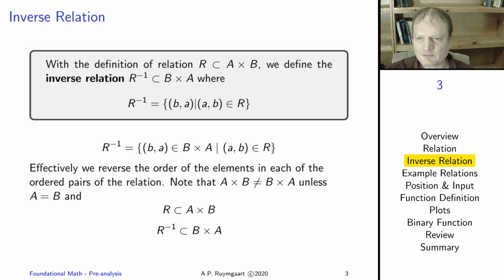It sounds a little bit complicated, but all we're really doing is reversing the order of the elements in each of the ordered pairs. And we have a subset now of the set B times A, and before we had a subset of the product A times B.